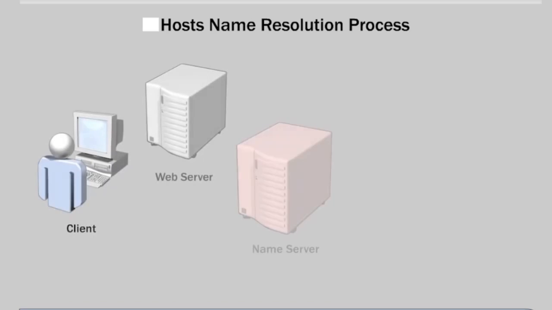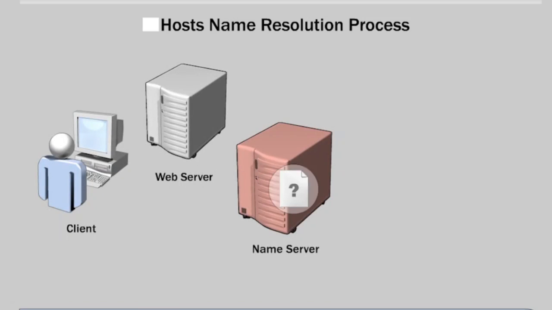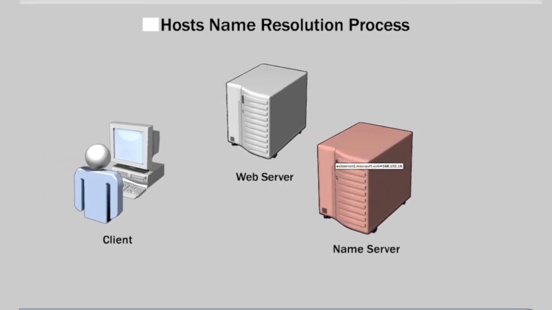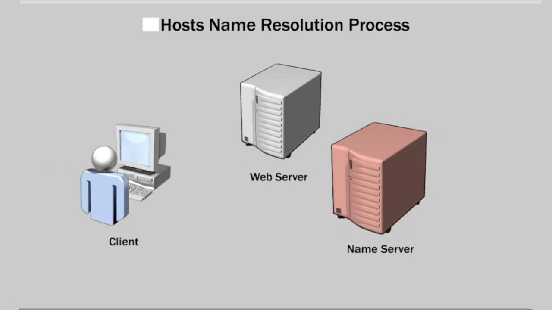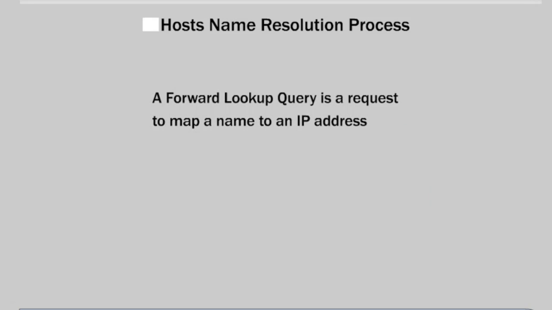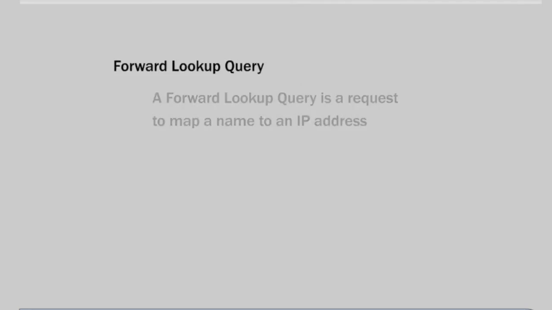The host name resolution process involves sending a query to one or a series of name servers to locate the IP address of the requested computer. The query contains the FQDN of the requested computer. The name servers use a computer's FQDN to locate its IP address. This query is called a forward lookup query. A forward lookup query is a request to map a name to an IP address.